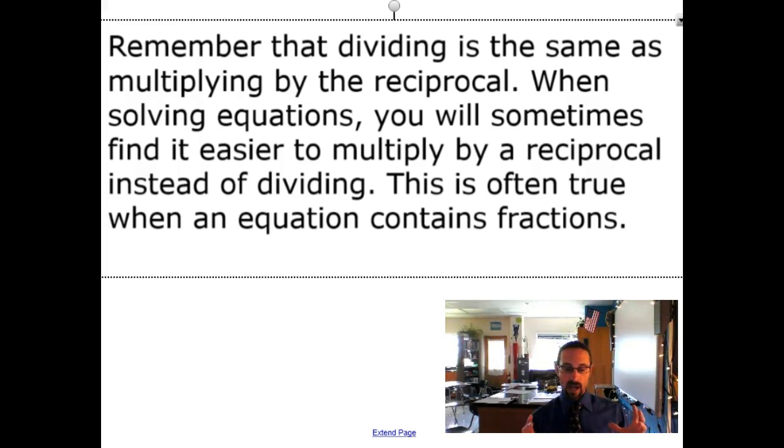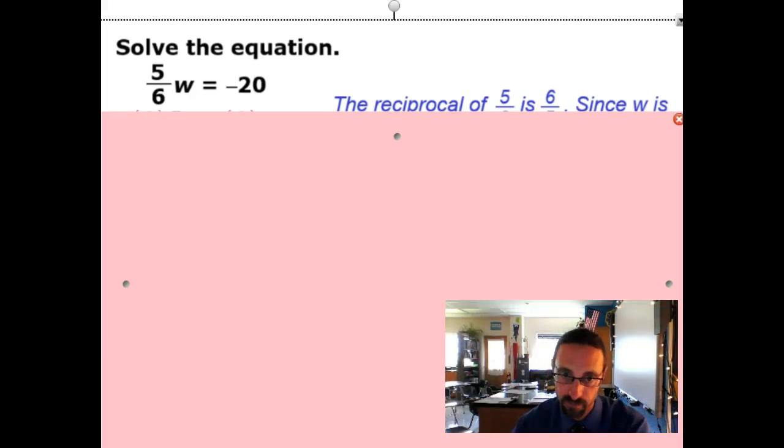So, something from the past here says, remember that dividing is the same as multiplying by the reciprocal, right? So when you want to undo a fraction, you do the inverse of that. And I'll do an example here in a moment, but in solving equations, you will sometimes find it easier to multiply by a reciprocal instead of dividing. This is often true when an equation contains fractions. So let's take a look at this problem here.